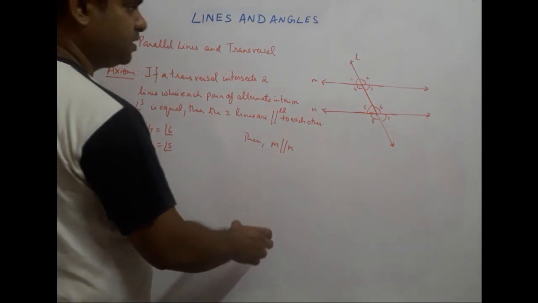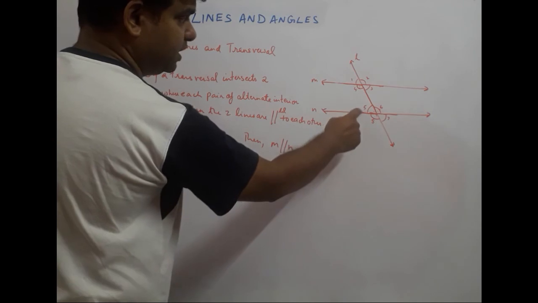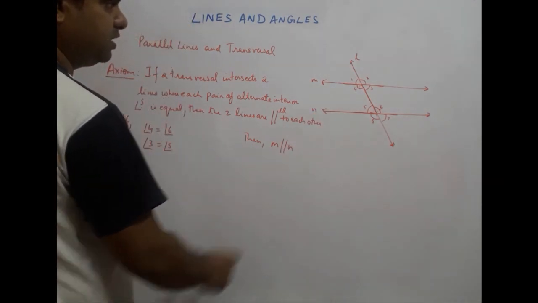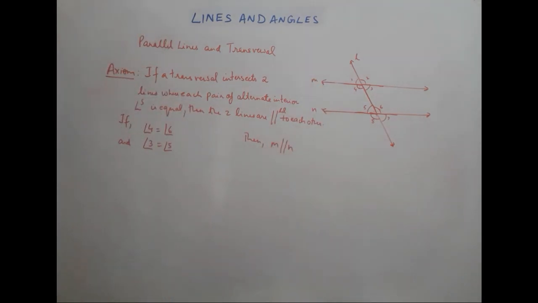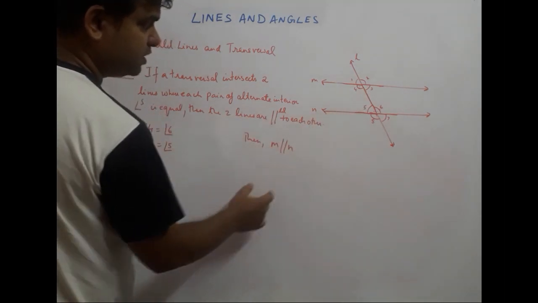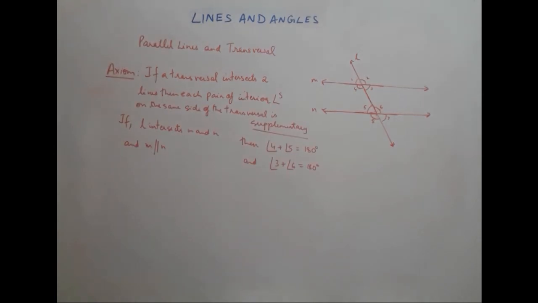Here it says that if a line intersects two lines such that the alternate interior angles are equal, then the two lines which are intersected by this transversal are said to be parallel to each other. So if 4 is equal to 6, which is given to us, and 3 is equal to 5, then we can say that the two lines are parallel to each other. Correct? Next axiom says, if a transversal intersects two lines, then each pair of interior angles on the same side of the transversal is supplementary. Supplementary means 180 degrees. Complementary means 90 degrees.